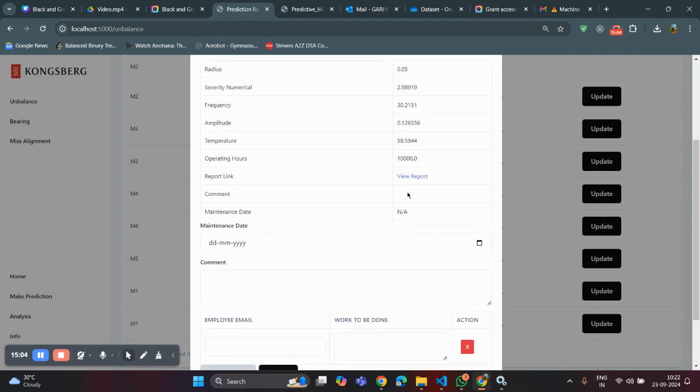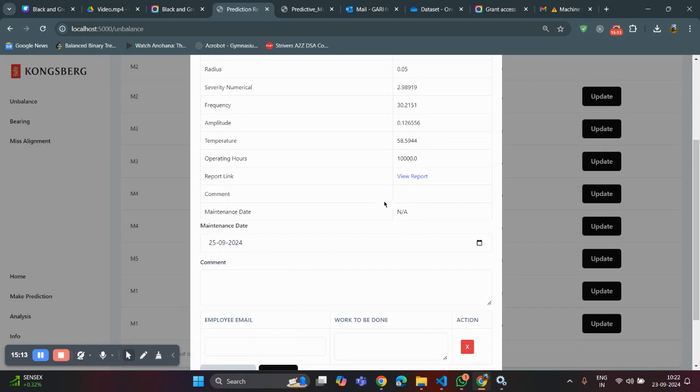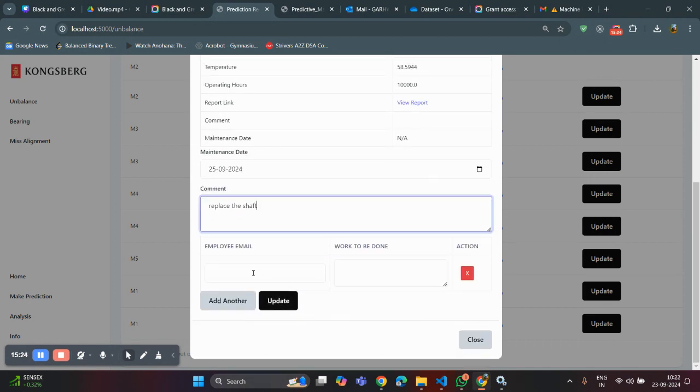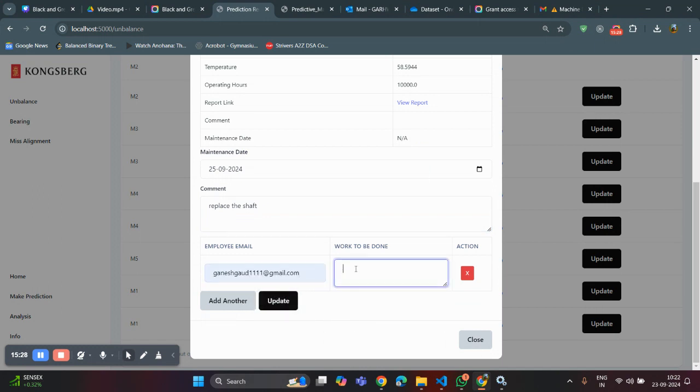Suppose I'm adding the point. Now first I will choose the date. Maintenance should be done by 25th, and I will add the comment. Suppose, replace the shaft. I will add the employee name or email ID of the employee, and I will add the work to be done: replace shaft by 25th.